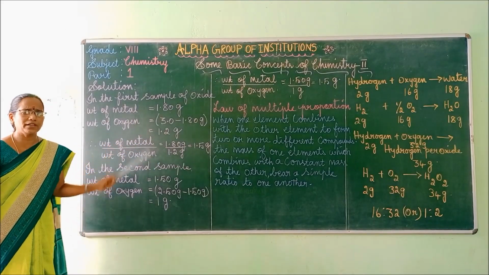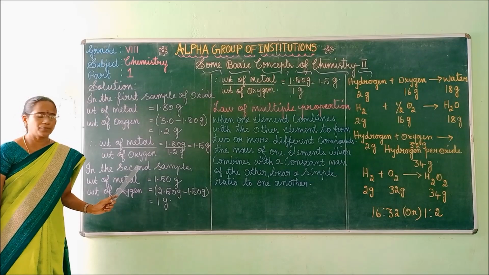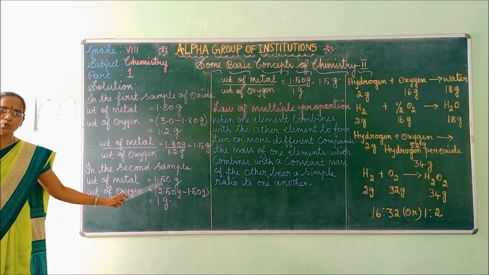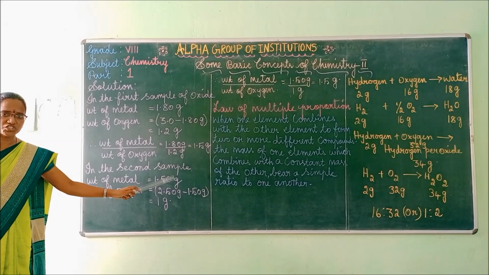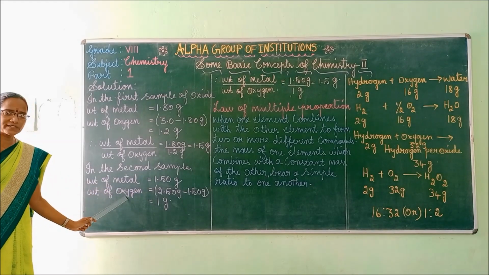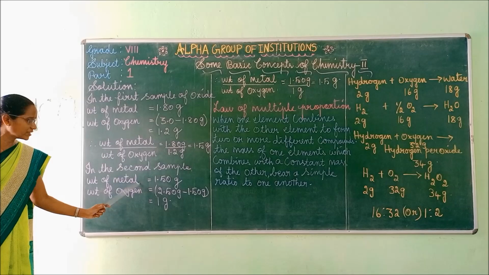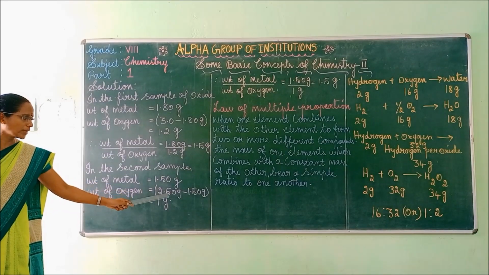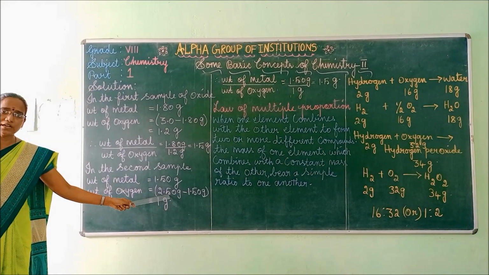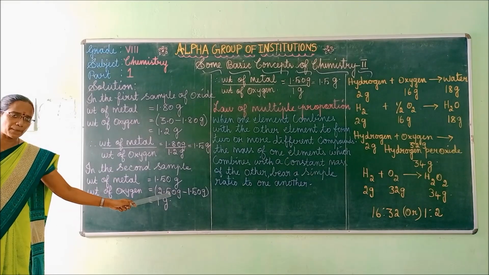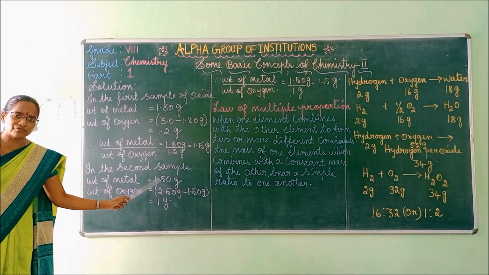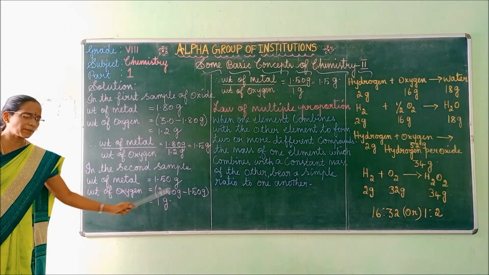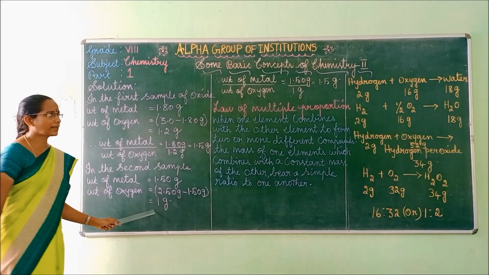In the same manner, we have to do the second sample also. In the second sample, weight of the metal is given as 1.50 gram in the question. Now, weight of the oxygen we have to find out. This 1.5 gram is burnt in air, and we get 2.50 grams of oxide. So, we have to subtract the weight of the metal from this oxide. So, you will be getting the oxygen weight. If you subtract these two, you will be getting 1 gram.